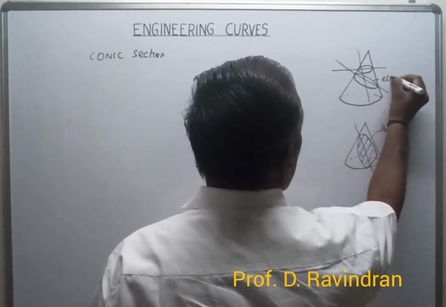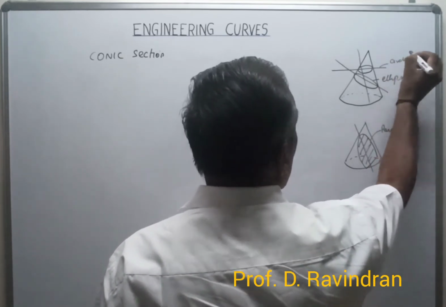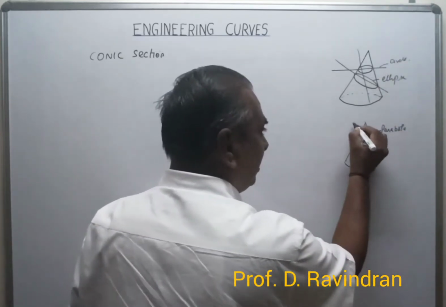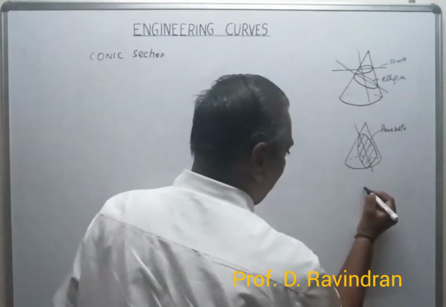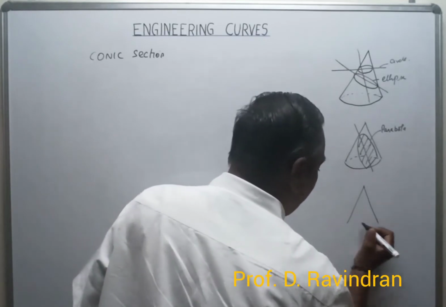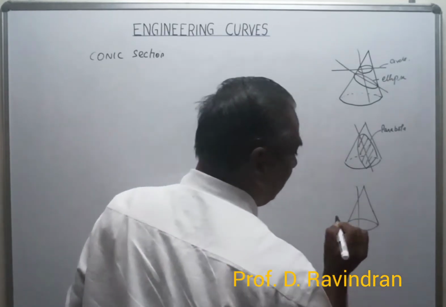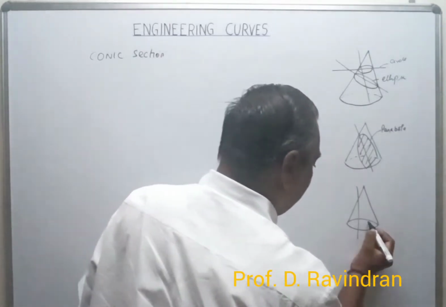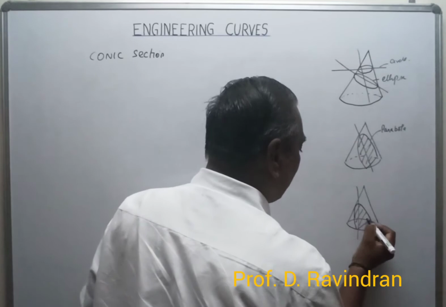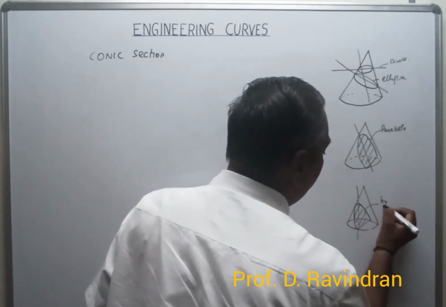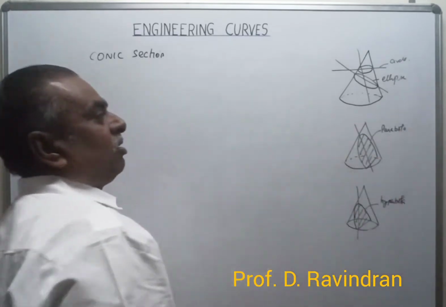This is ellipse and this is circle. When this cutting plane is parallel to the generator, we will be getting parabola. When a cutting plane is inclined to the generator, then the shape you are getting is called hyperbola. These are all various conic sections.